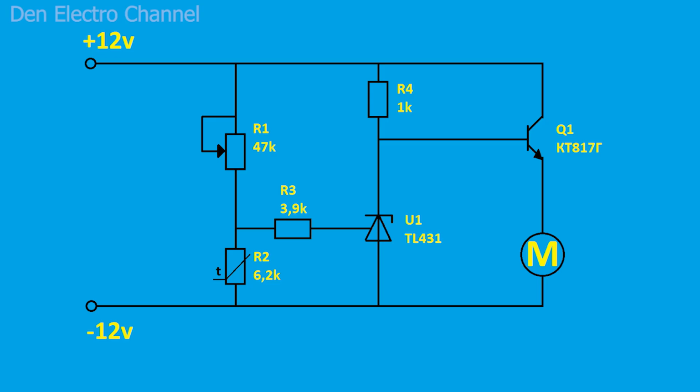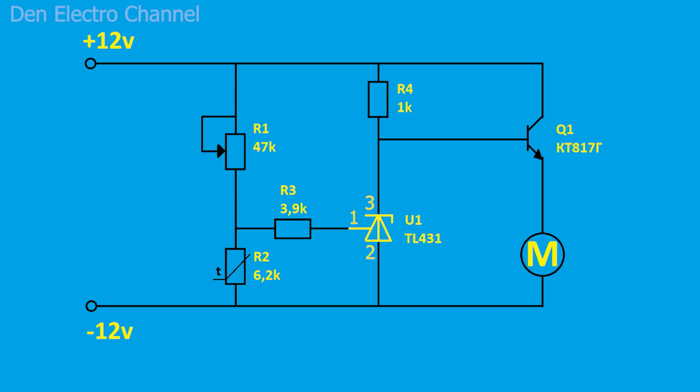The circuit is powered by 12 volts from a computer power supply, but it can be used not only in computers but also in other devices, and powered by voltages ranging from 9 to 15 volts. The circuit is based on the TL431 microcircuit. This is a controlled Zener diode.